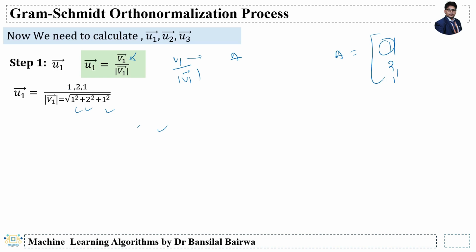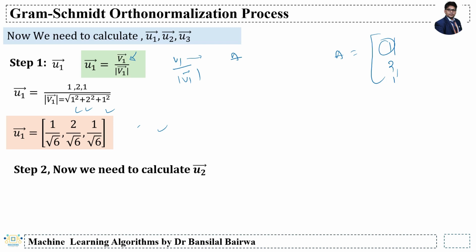So you can see here u1 will be 1 by root 6, then 2 by root 6, then 1 by root 6. We have separated this column vector, right? So here you can see u1. Now we have calculated the u1 vector.